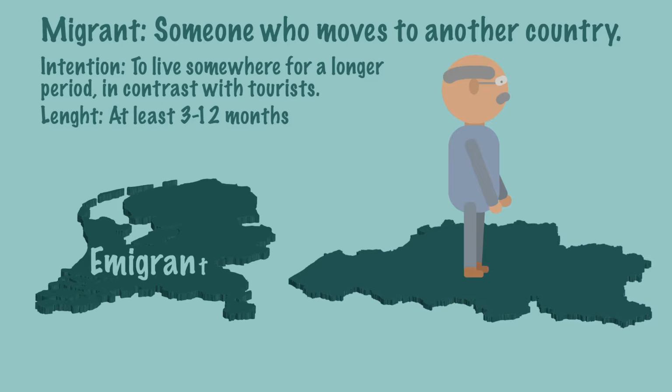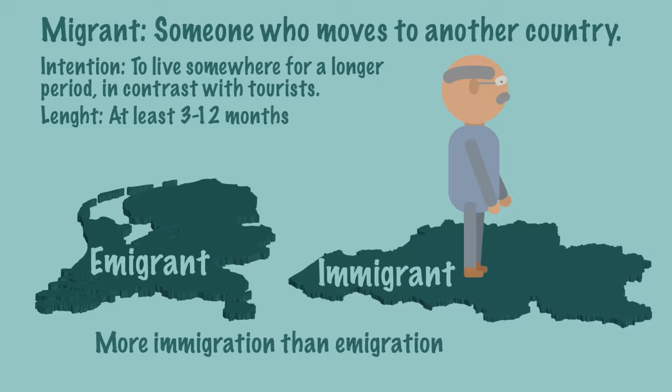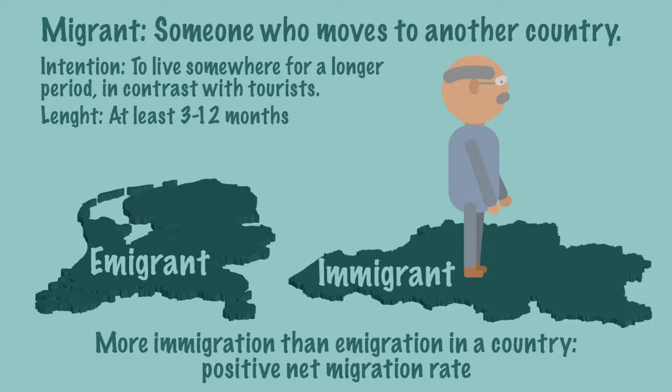He is an emigrant for the place where the migrant leaves. He is an immigrant where he arrives. If there is more immigration than emigration in a country, the population can grow. This is called the net migration rate. The other reason the population grows is when the birth rate exceeds the death rate.